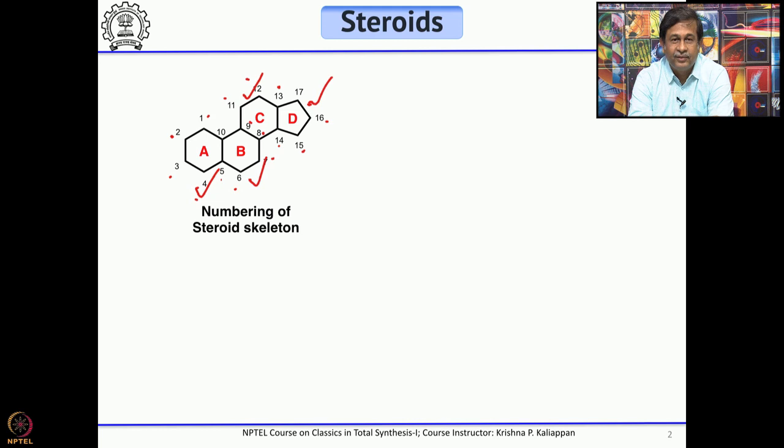Then there are two angular methyl groups, one at carbon 13 and the other at carbon 10. Most of the steroids have these two angular methyls at carbon number 10 and carbon number 13.